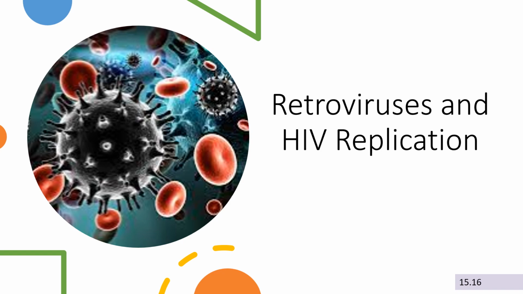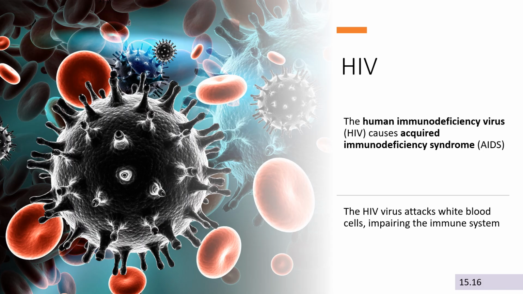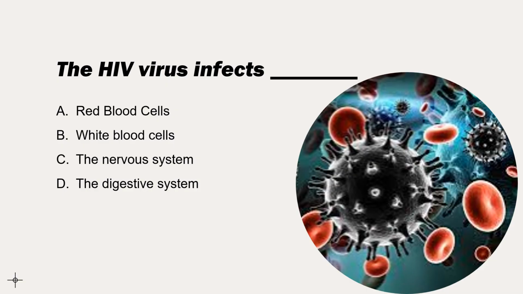In the previous video, we went over the general pattern of how viruses enter a cell and use that cell to replicate themselves. But some viruses, the retroviruses, do this process a little differently. One retrovirus that you're probably familiar with is HIV, the human immunodeficiency virus. The HIV virus attacks white blood cells, weakening the immune system. If not treated, this can lead to acquired immunodeficiency syndrome, or AIDS. Let's make sure you caught what the HIV virus actually infects.